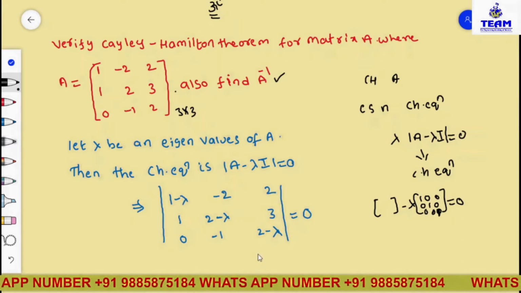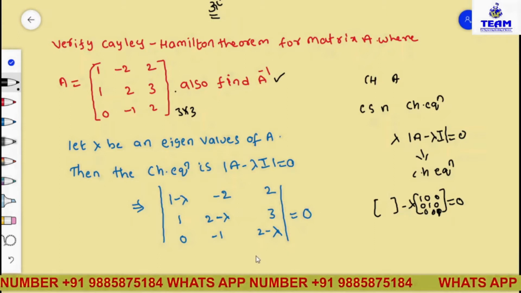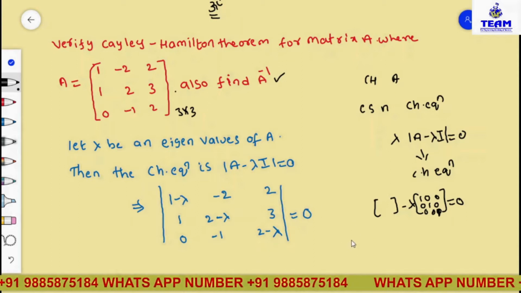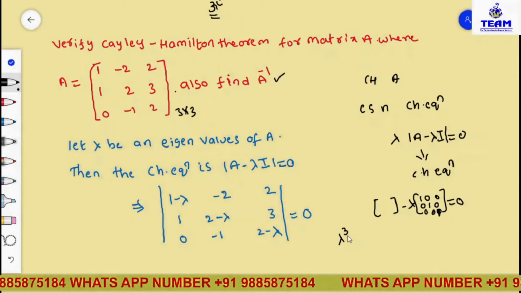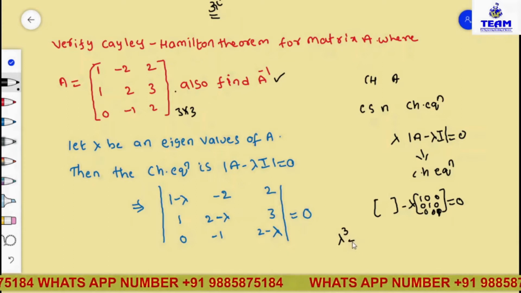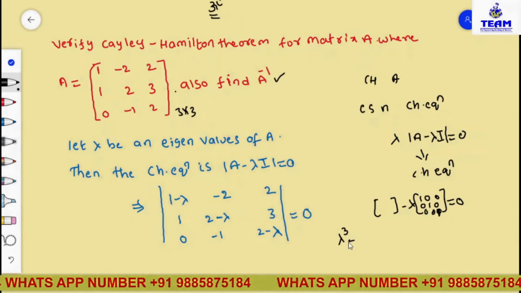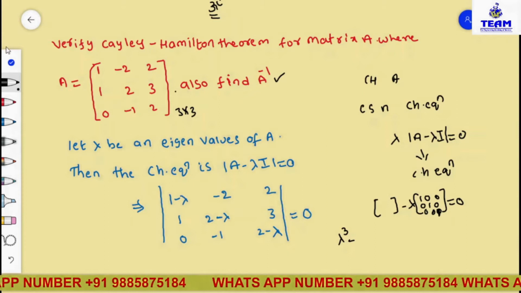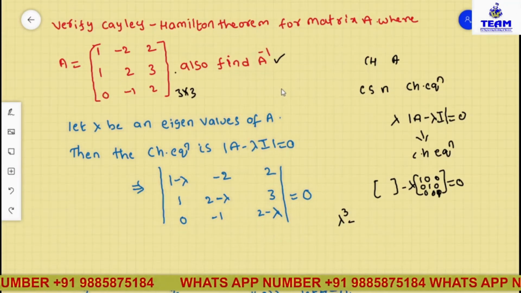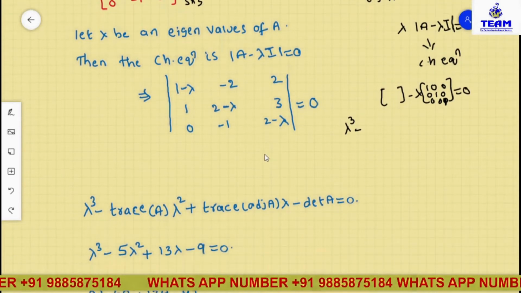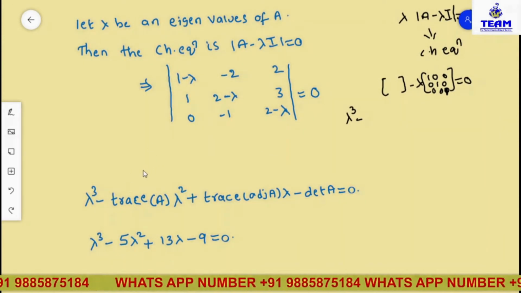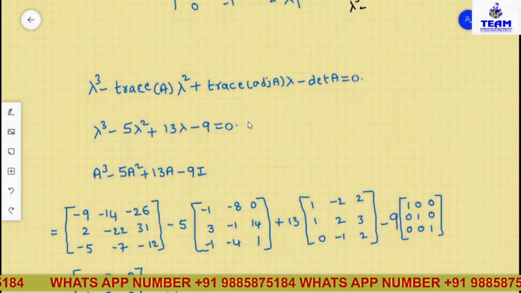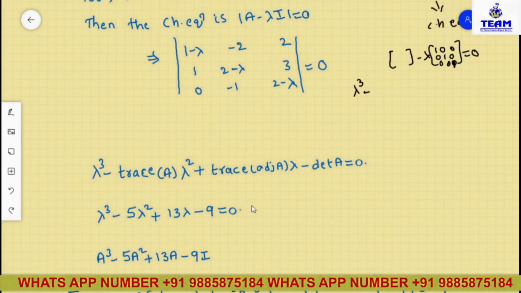Generally many people make mistakes while expanding this, so I will tell you the shortcut to get the characteristic polynomial. We have a formula, friends. The formula is: lambda cube minus trace A times lambda square plus trace of adjoint A times lambda minus det A is equal to 0. This is the formula we have.